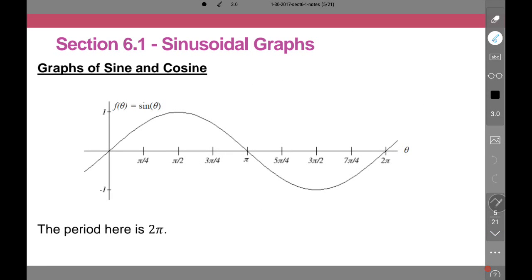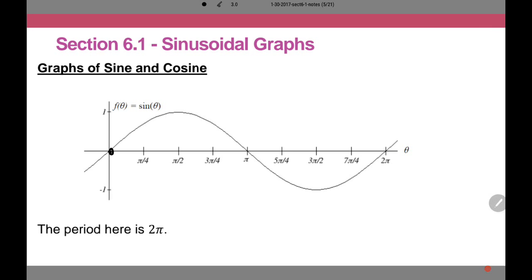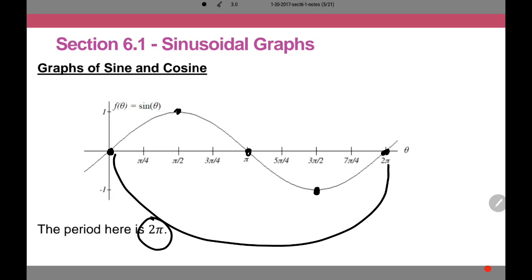So here's what the sine function looks like on a graph. And from our unit circle, we should remember that at 0 radians, the sine function is 0. At pi over 2 radians, the sine function is 1. At pi, it was 0. At 3 pi over 2, it's negative 1. And back at 2 pi, it's just like 0. So here's the period. It goes from 0 to 2 pi, so the period is 2 pi.